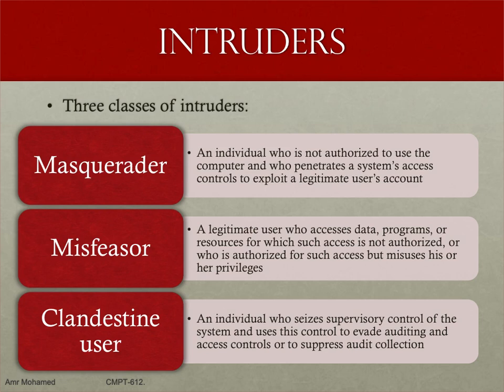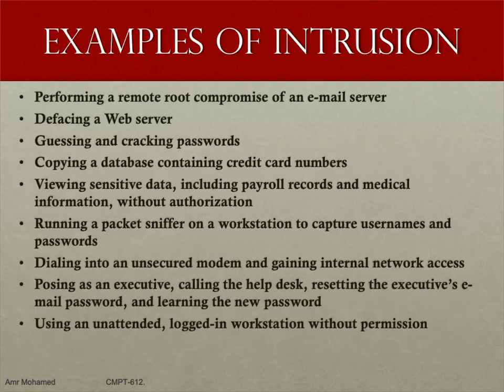Same thing happens for the clandestine user. So these two refer to internal users with different privileges. And the way this is classified, again, refers to the level of difficulty of detecting the intrusion done by each of these users. This one is the hardest. Very, very hard to detect. Okay. So what are different examples for these intrusions?